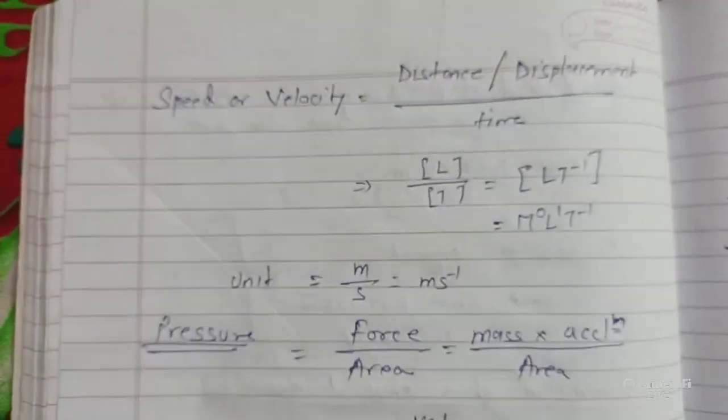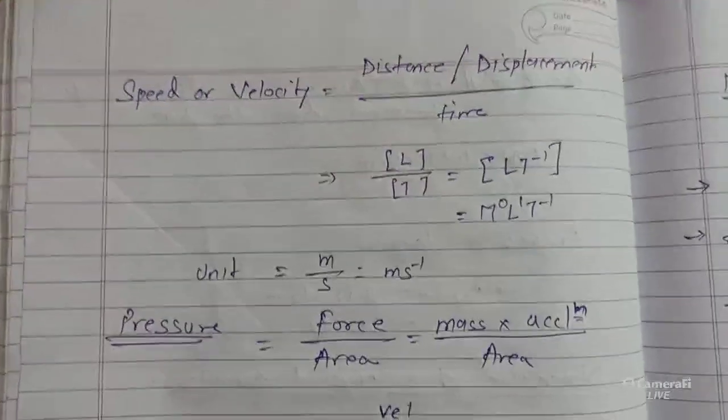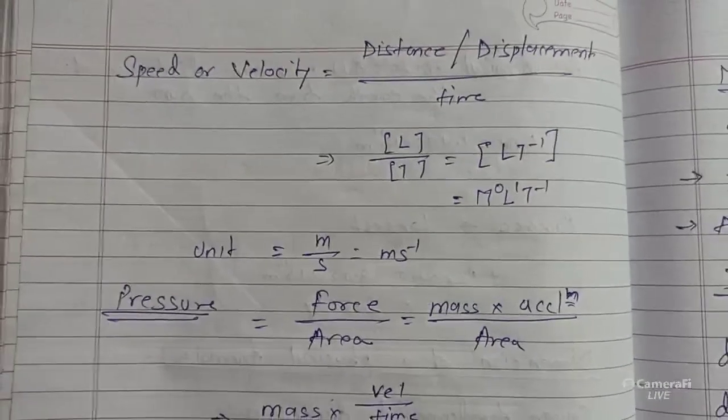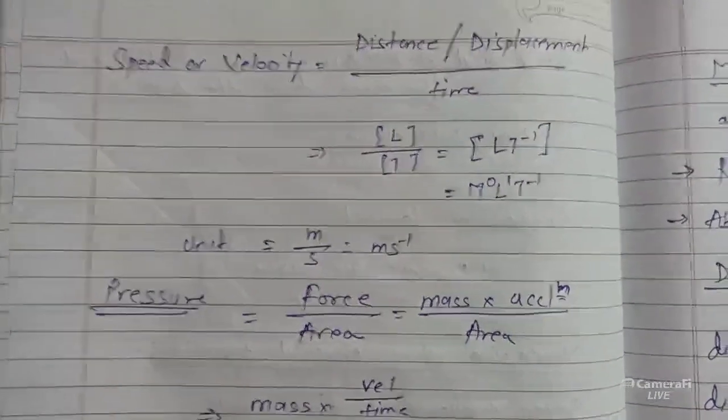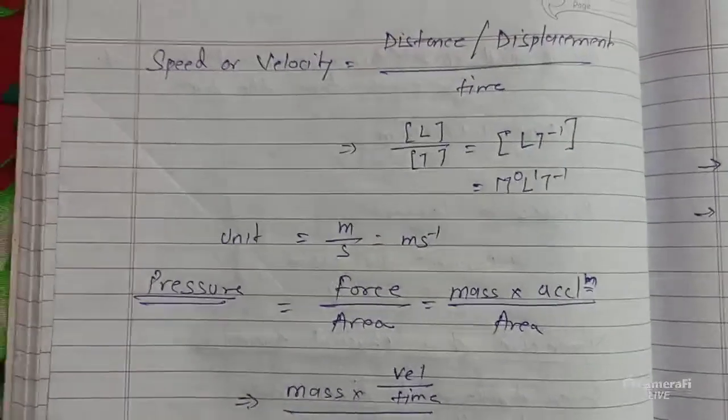Now we are going for our next quantity, which is speed or velocity. What is the formula for speed or velocity? We know that the formula of speed or velocity is distance by time. Distance as it is.